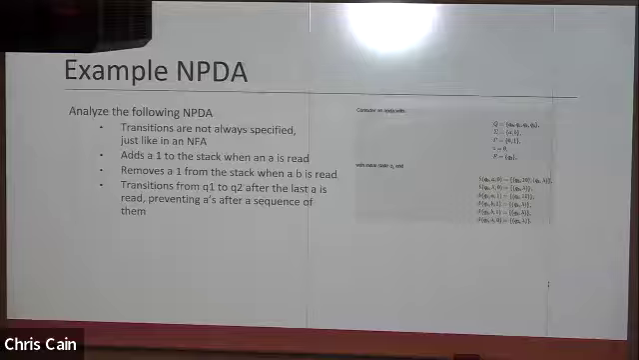What is this doing? Is it going to count the number of A's to make sure there's the same number of B's? Yes. This is going to be an NPDA for A to the N, B to the N.